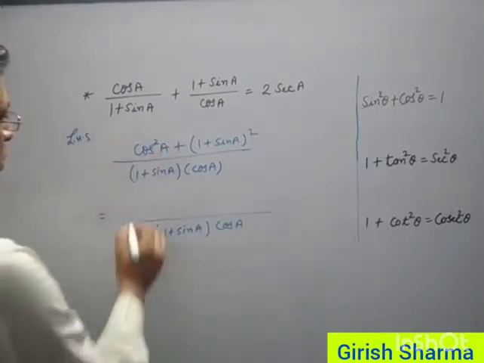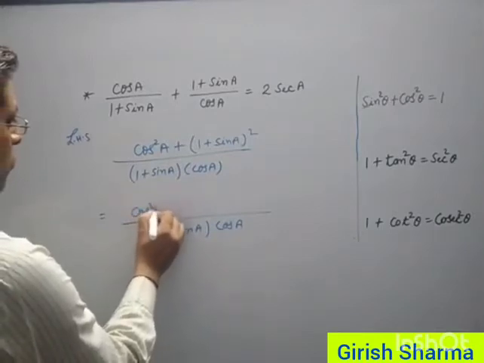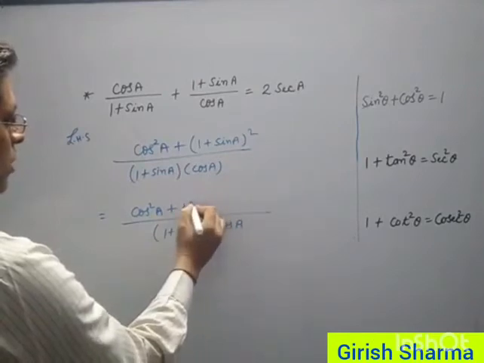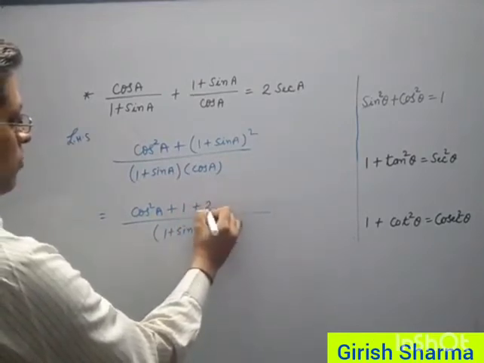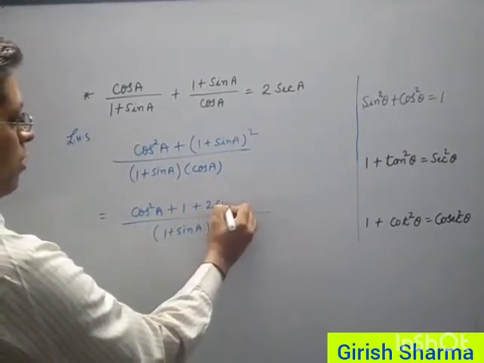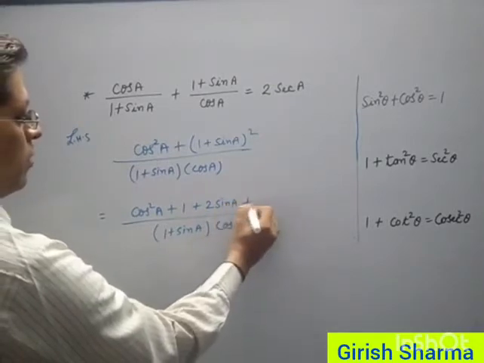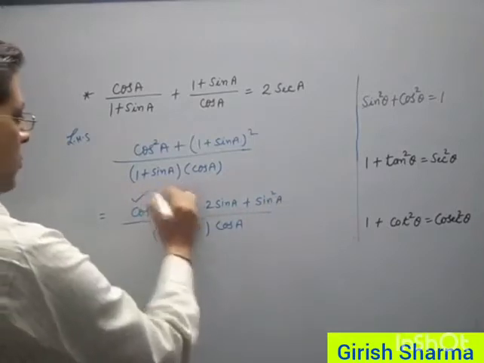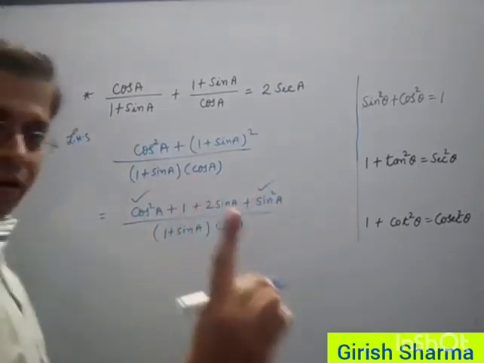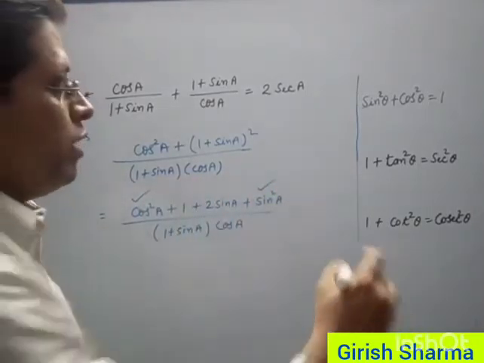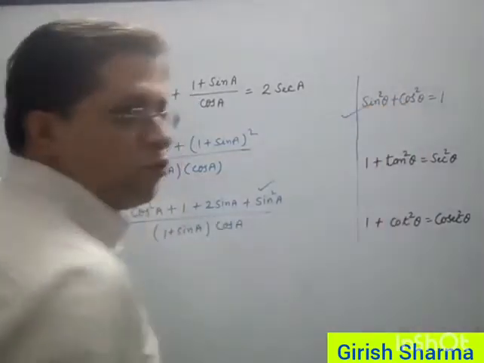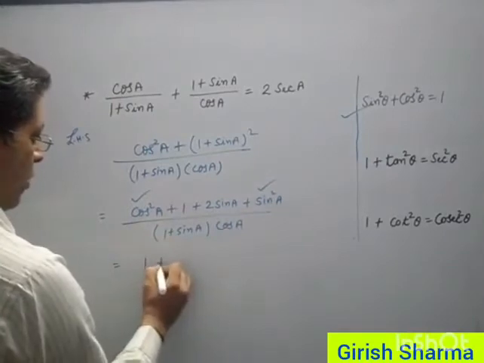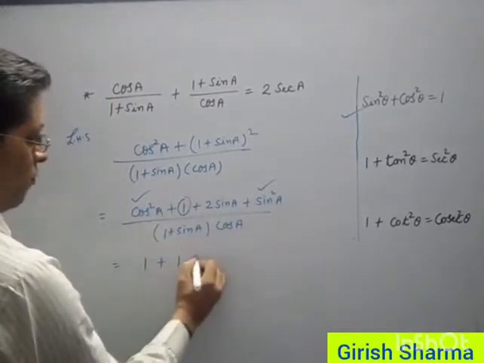Getting? See here, what is this? This is your cos square A. This is A plus B whole square: A square plus 2AB plus B square. A is 1, B is sin A, plus B square. This plus this is 1. Sin square A plus cos square A is 1, like sin square theta plus cos square theta is 1. Okay, this is 1 and this 1 is already here.